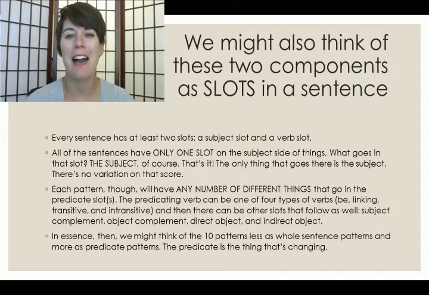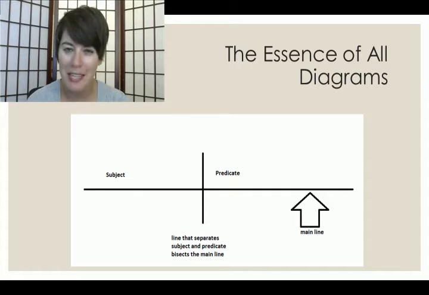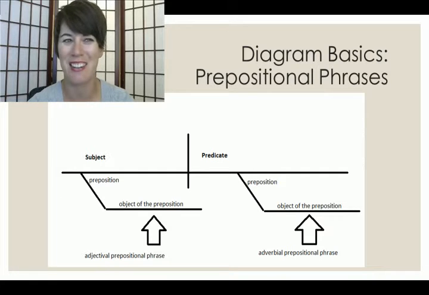Let's think about how these diagrams are actually going to work. In its essence, every sentence diagram is going to break down into this image. We have the subject on one side in the subject slot. We have the predicate on the other. They're both resting on what we call the main line. And the main line is divided, it's bisected, by a vertical line to give us one side for the subject and one side for the predicate. The line that separates them bisects. That's the essence of all sentence diagrams.